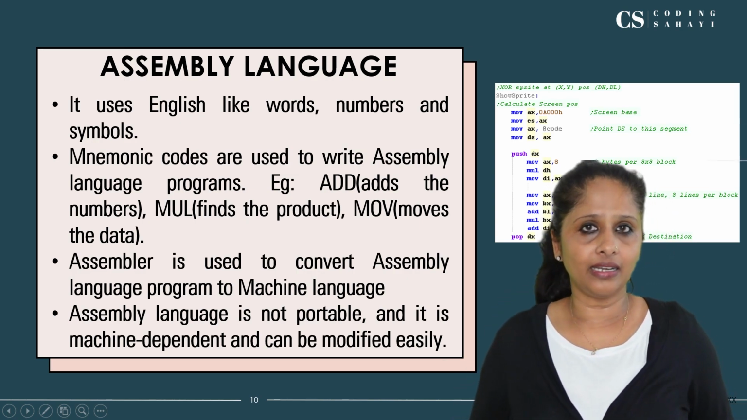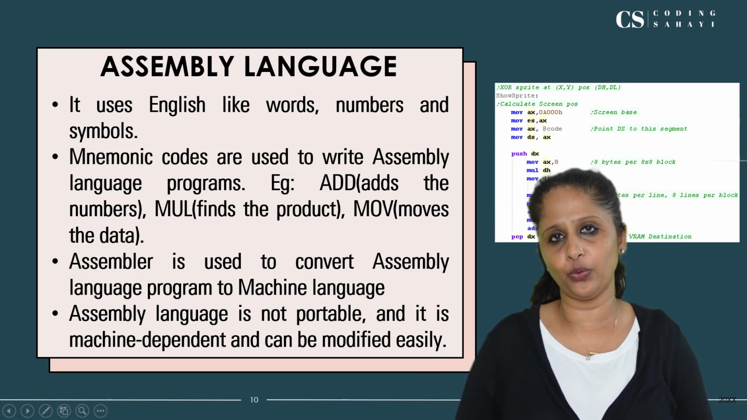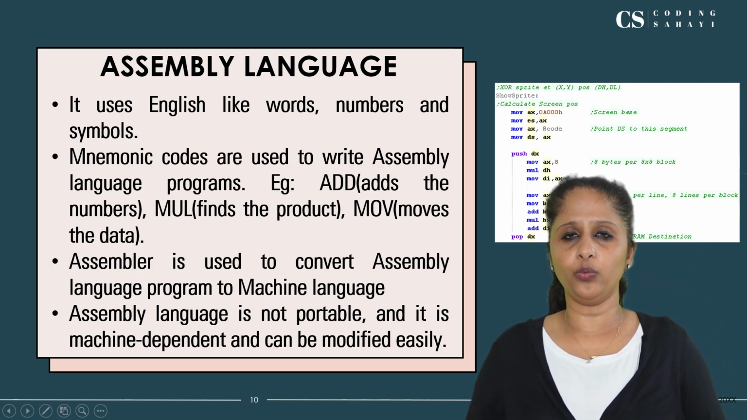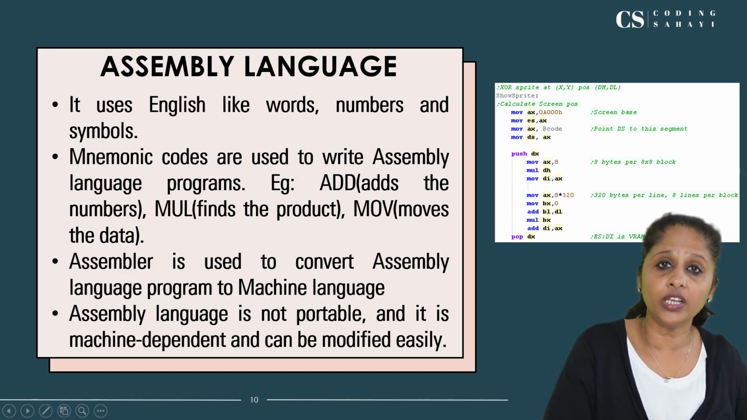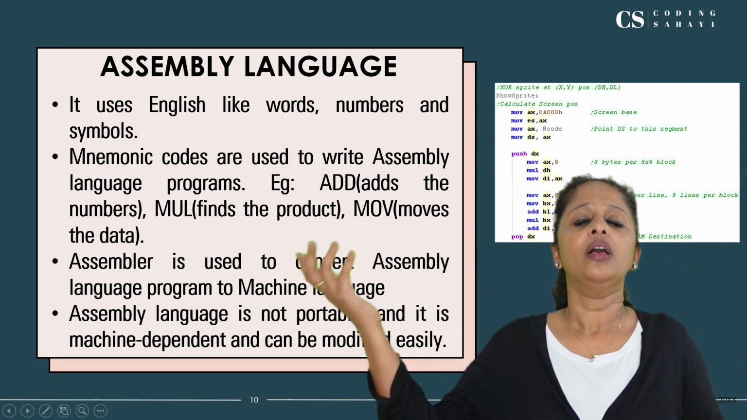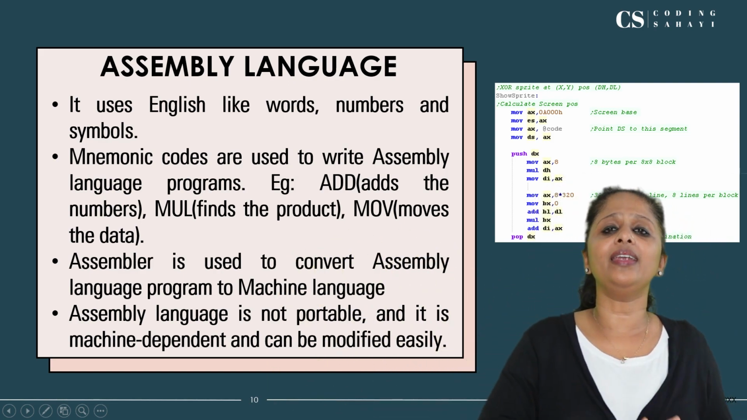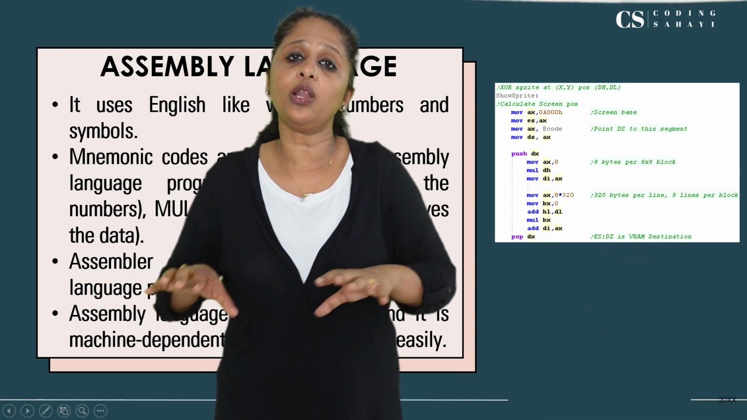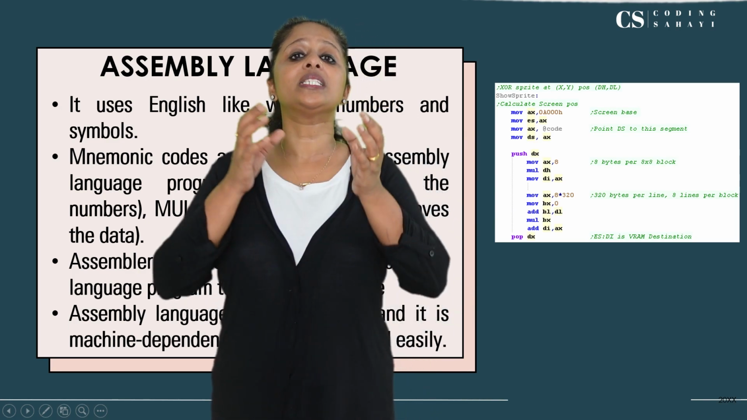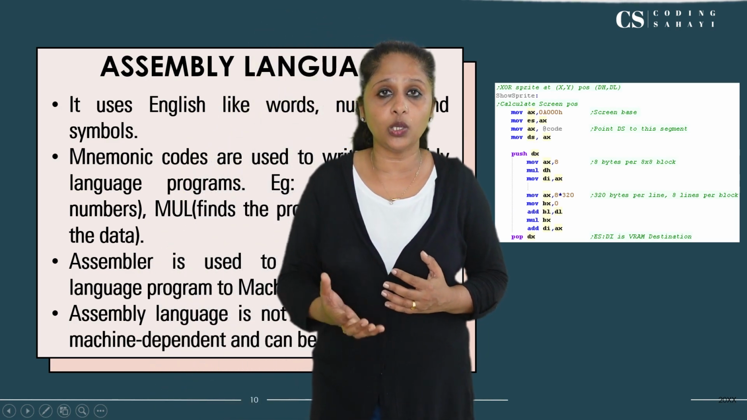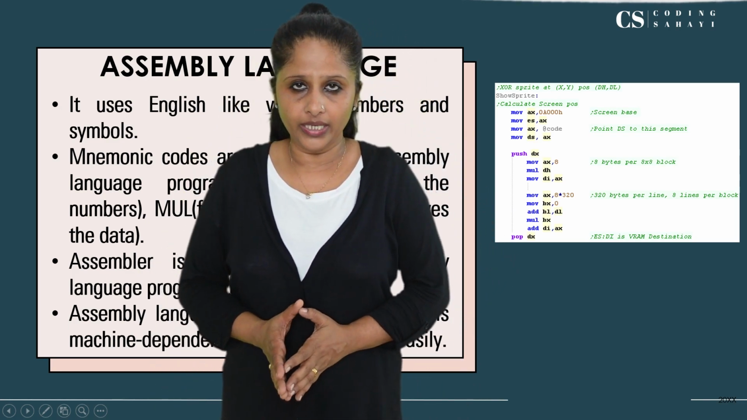There are some disadvantages of assembly language programs. Like machine language, assembly language is also machine dependent. That is, if it is working in one computer, it does not work in another computer. In the same way, it is not portable. So these are some disadvantages of assembly language. This machine language and assembly language we collectively call low-level languages.